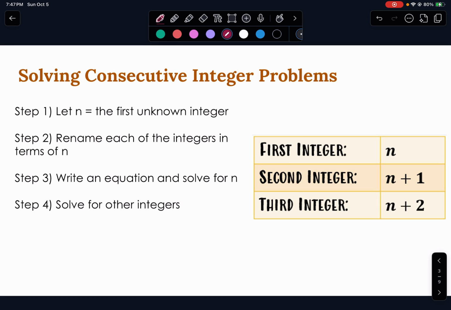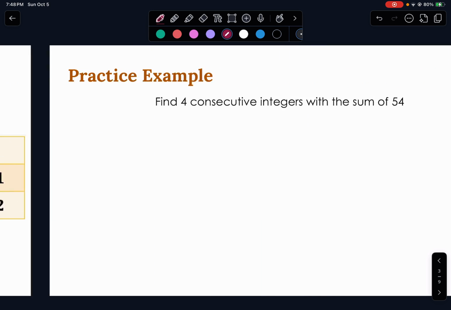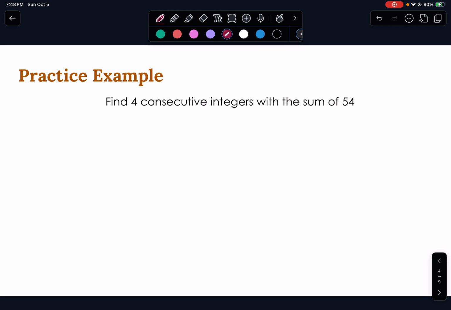If we were only asked for odd integers, we would be saying n plus 2, n plus 4, because we know odd and even integers are every second number. So that's why we'd be going up by 2 every time instead of by 1 every time. Step 3, we want to write an equation to solve for n. And then step 4, we're going to plug back in to solve for our integers. So let's see how that's going to work.